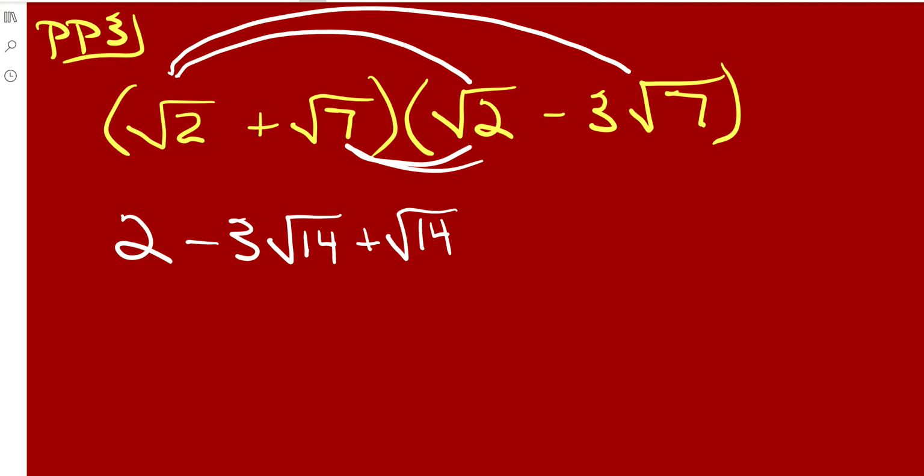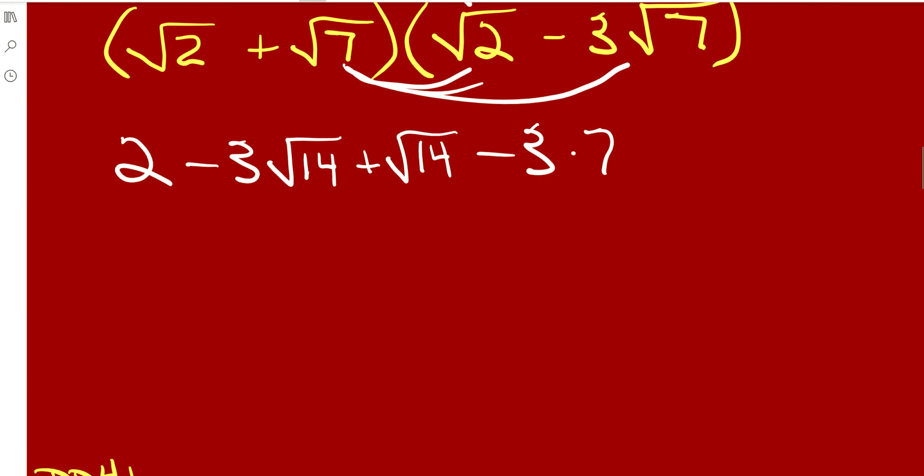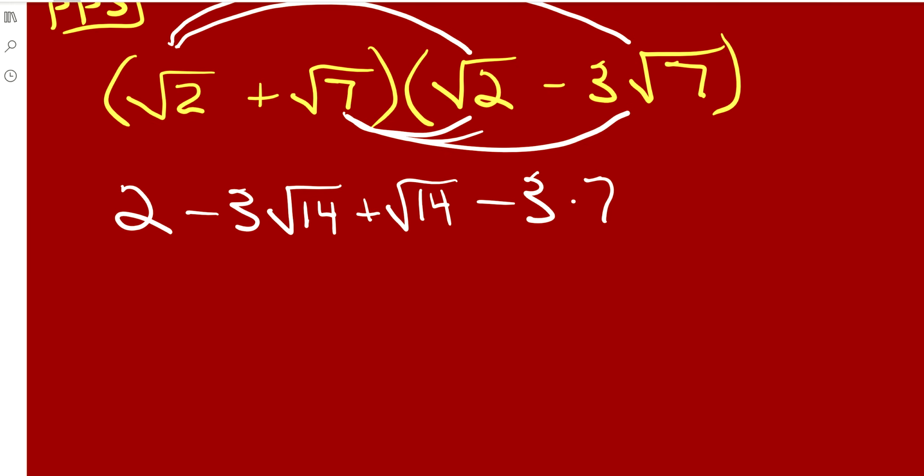And then how about last? Square root of 7 times negative 3 square root of 7. Well, that looks like it's going to be negative 1 times 3 is 3. And the square root of 7 times the square root of 7 is 7. Remember that we're multiplying that. So this ends up being minus 21. However, when I'm doing this so far, I'm going to have 2 minus 3 root 14 plus root 14 minus 21.